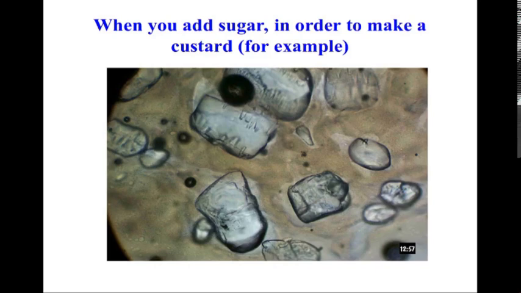Now, imagine that you want to make a custard and you would add some sugar. What you see are the sugar crystals dispersed into the former system. So, indeed, when you look now at this picture, you see the solids dispersed into what we could consider as a liquid, because the liquid is a continuous phase.